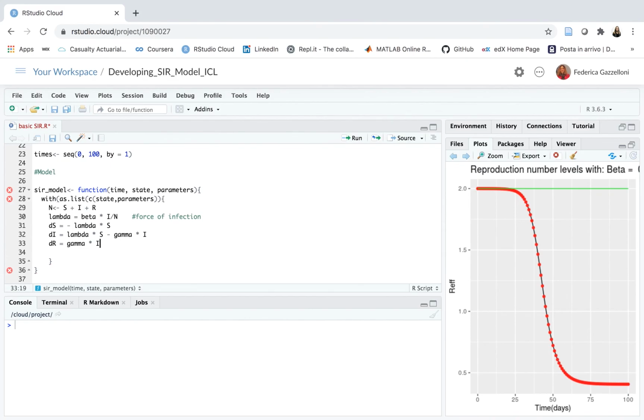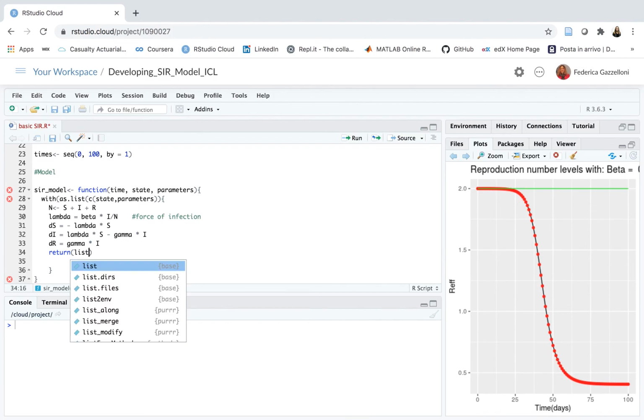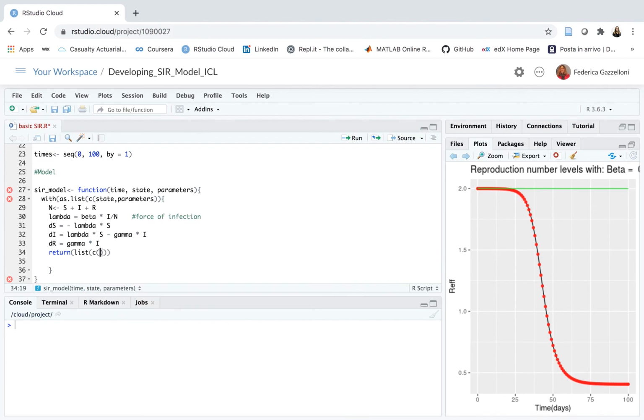So now we need the function to return the list of the vector of the susceptibles, the infected, and the recovered. Okay, so all we need is this.